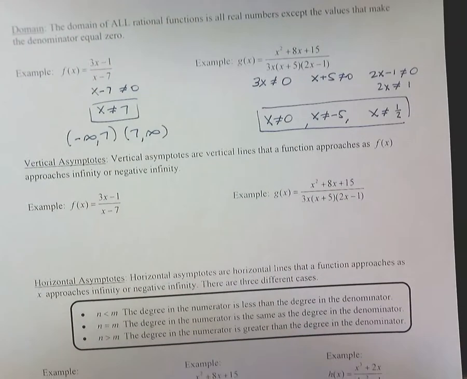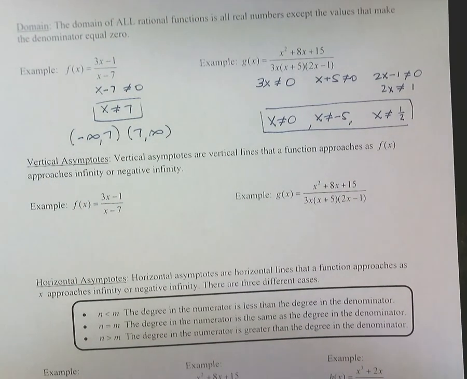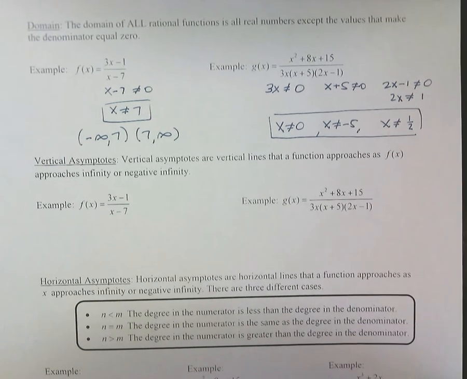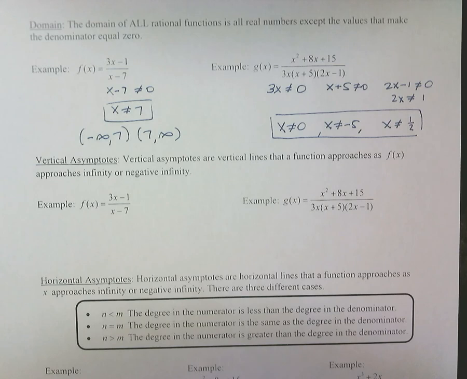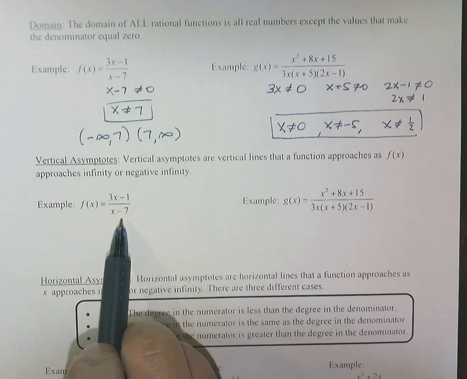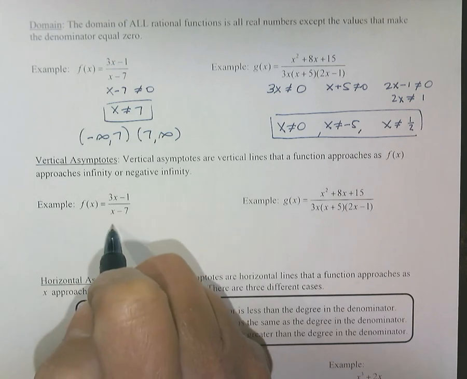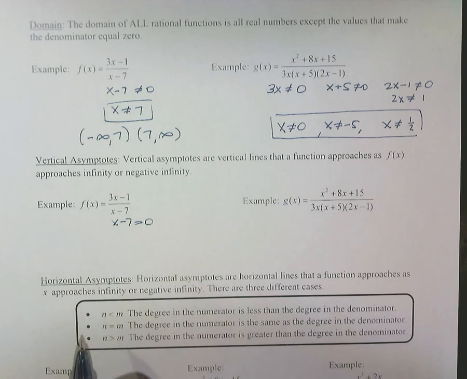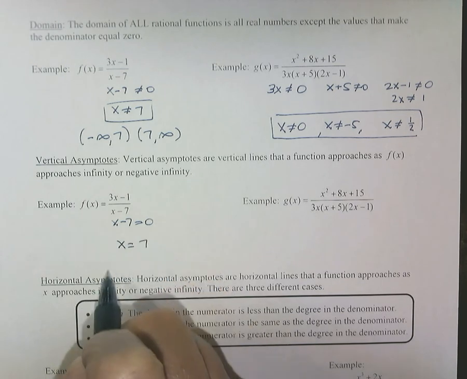Rational functions might have vertical asymptotes. They don't have to, but they may. So to get the vertical asymptote, it's very much like the domain. I look at the denominator. I don't care about the numerator. So with this one here, I'm going to set the denominator equal to 0. So I get x equals 7.